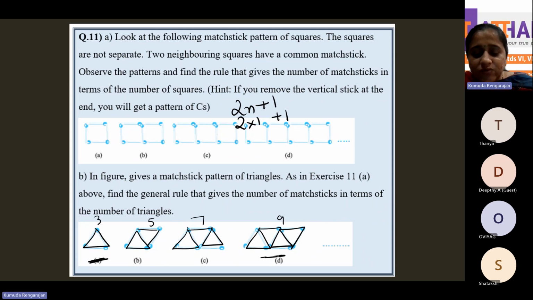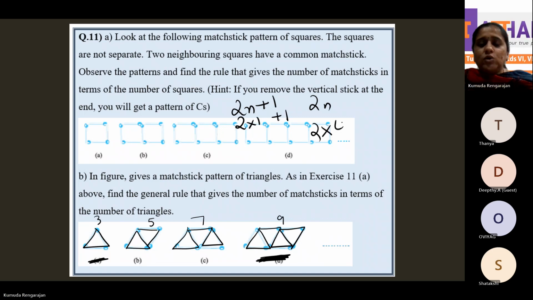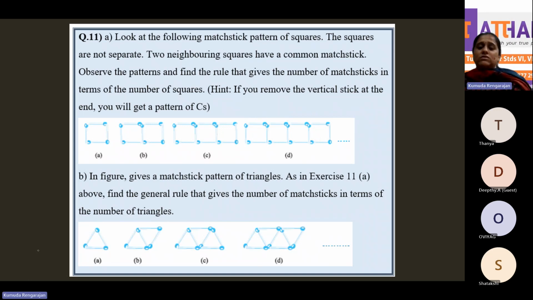If you take the one in the fourth place, which has 4 triangles, 2n: 2 into 4 is 8. But no, 9 sticks are there. So plus 1. So 2n plus 1 is the rule. 2n plus 1 is the rule. Got it, children? Yes, ma'am.